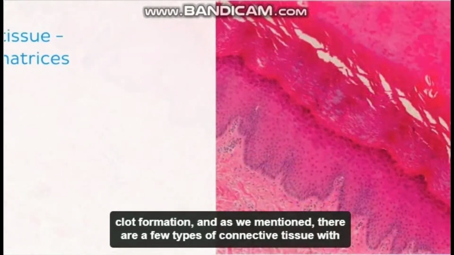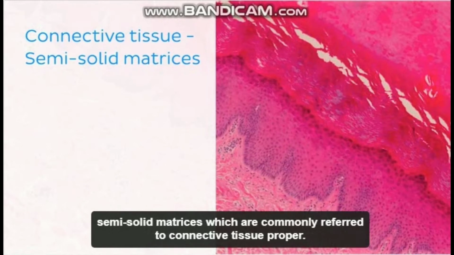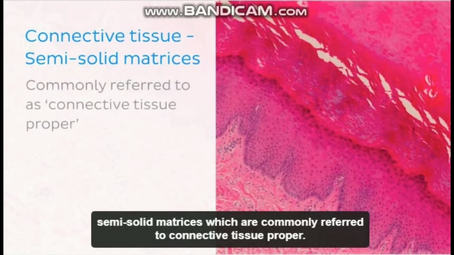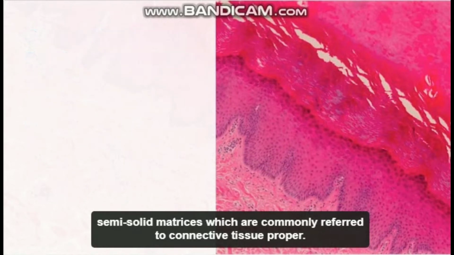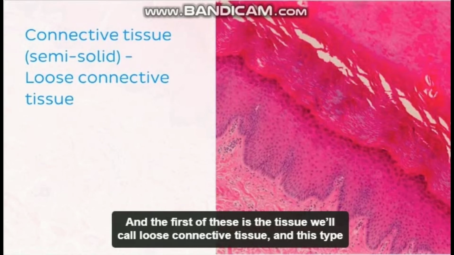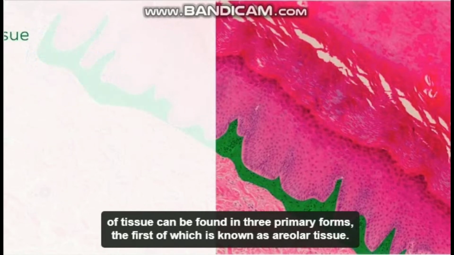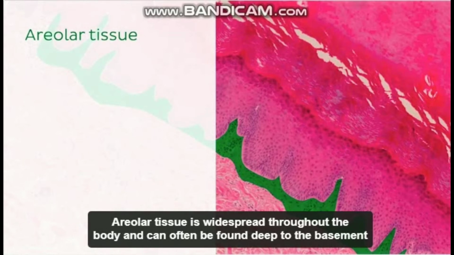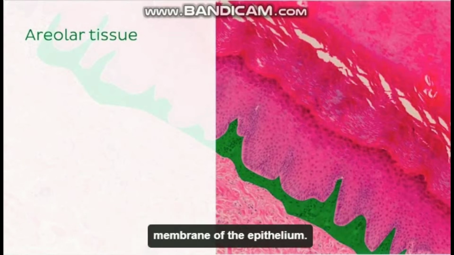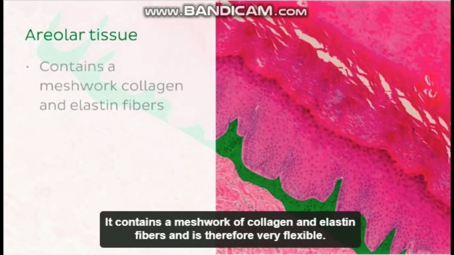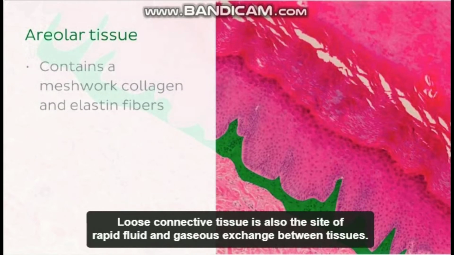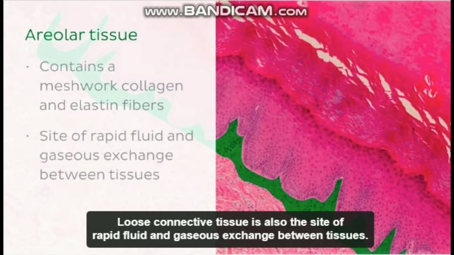And as we mentioned, there are a few types of connective tissue with semi-solid matrices, which are commonly referred to as connective tissue proper. And the first of these is a tissue that we'll call loose connective tissue, and this type of tissue can be found in three primary forms, the first of which is known as areolar tissue. Areolar tissue is widespread throughout the body and can often be found deep to the basement membrane of the epithelium. It contains a meshwork of collagen and elastin fibers and is therefore very flexible. Loose connective tissue is also the site of rapid fluid and gaseous exchange between tissues.